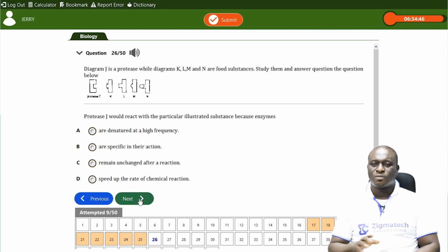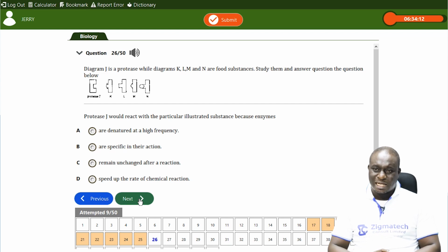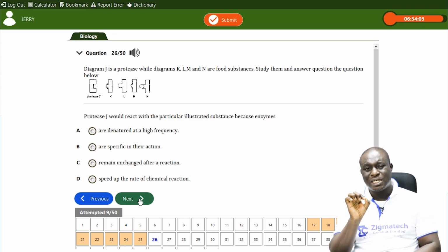Next question, still on enzymes. They said protease J will react with the particular illustrated substance or food substance because the enzymes, option A there says, are denatured at high temperature. Yes, of course. That's one of the characteristics of an enzyme. They can be denatured at high temperature, and that's why they work at a specific temperature, mostly body temperature.